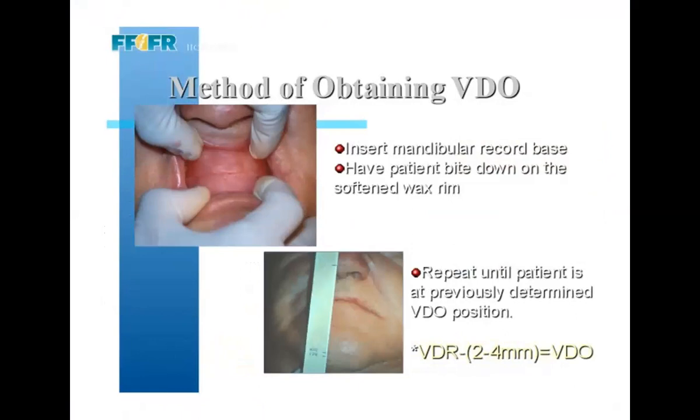So after that, you insert the lower occlusal plane in the patient's mouth and try to reduce it till you get the same reading. Then what do you do after that? This is called vertical dimension of rest.